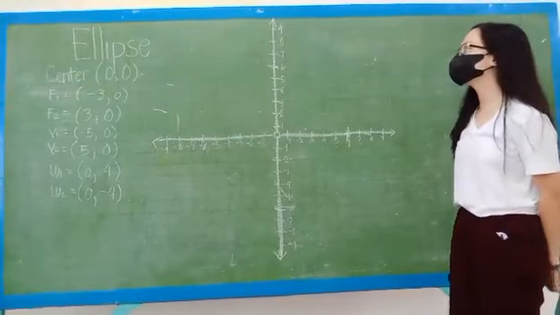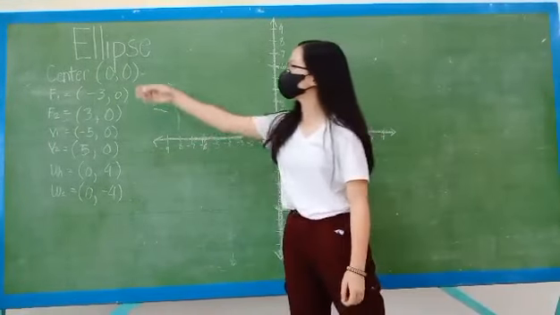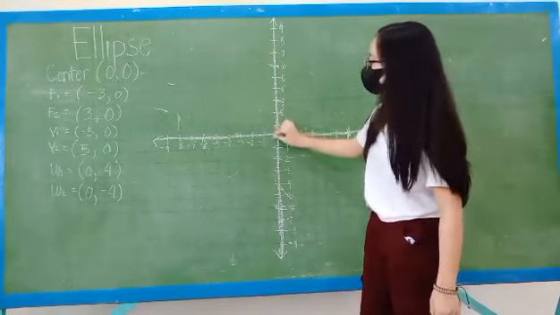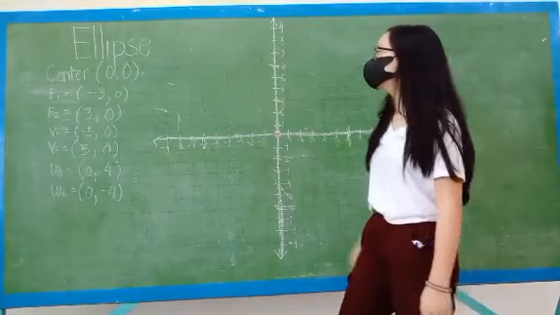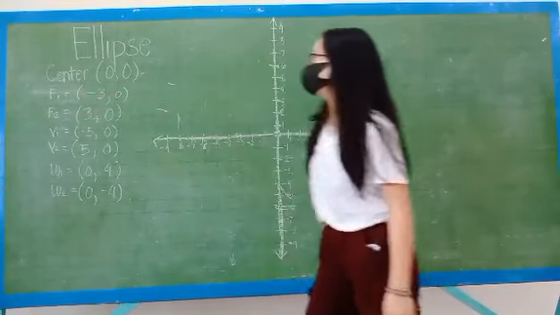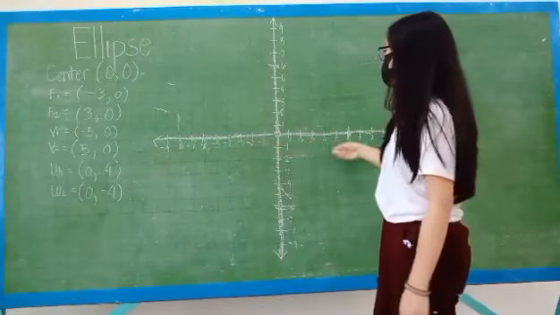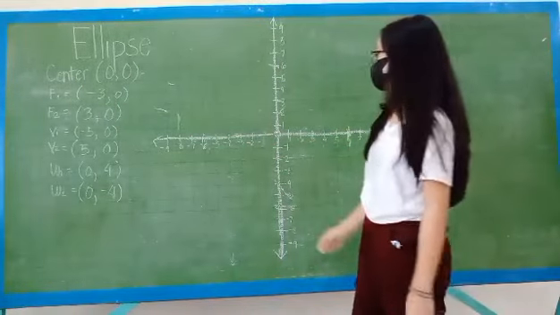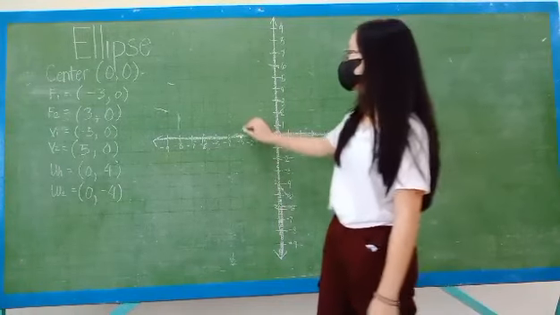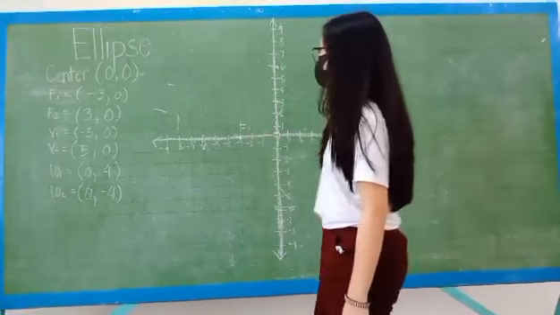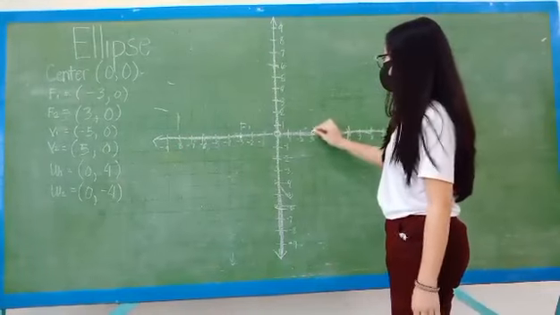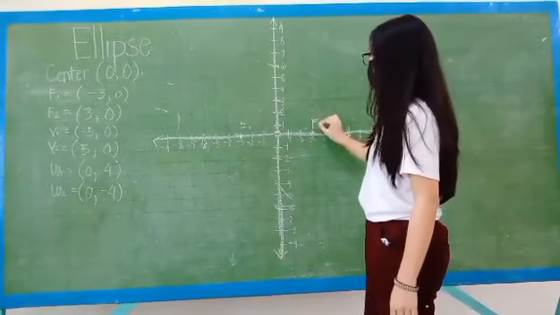And now, let's proceed to graphing the ellipse. First, our center. Where's the center? This is our center. Next we're going to graph the foci 1, which is negative 3 and 0, on the line of x. Find the negative 3, and here's our negative 3 for foci 1. Foci 2 is positive 3. I'm going to find the positive 3, and this is our foci 2.